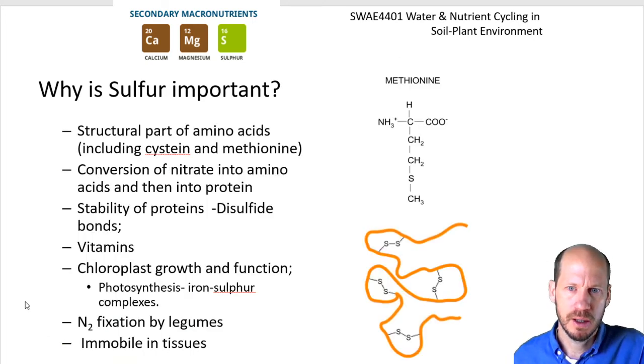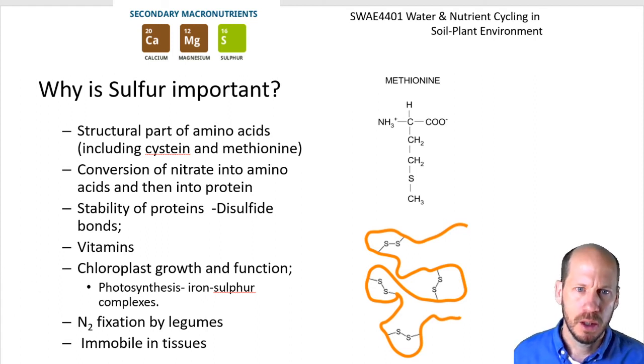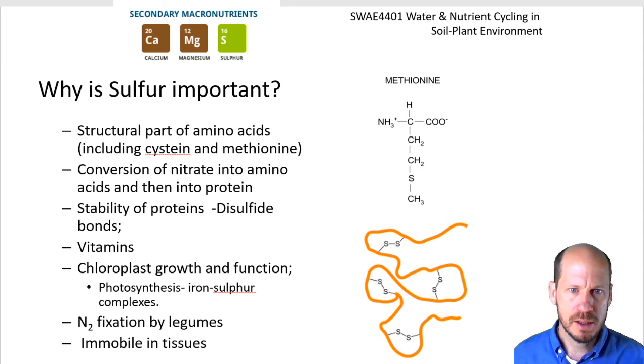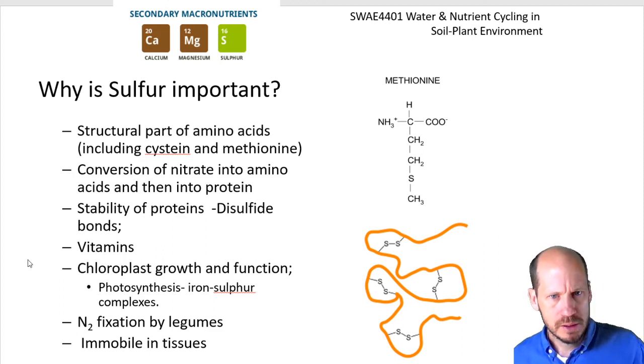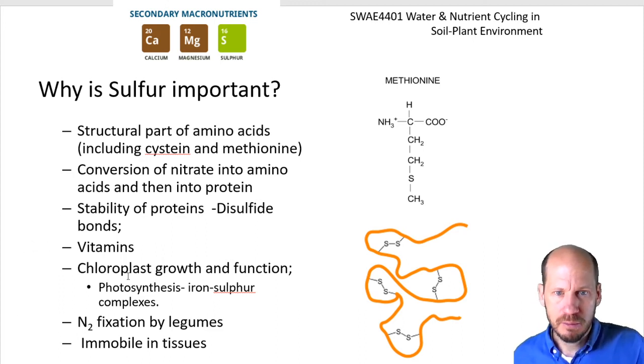Sulfur is highly important because it's structurally part of proteins. Basically, it's part of two amino acids, cysteine and methionine. It's highly involved in the conversion of nitrate into amino acids and then into proteins. It's highly involved in the stability of proteins because of the disulfide bonds that we find in these proteins.